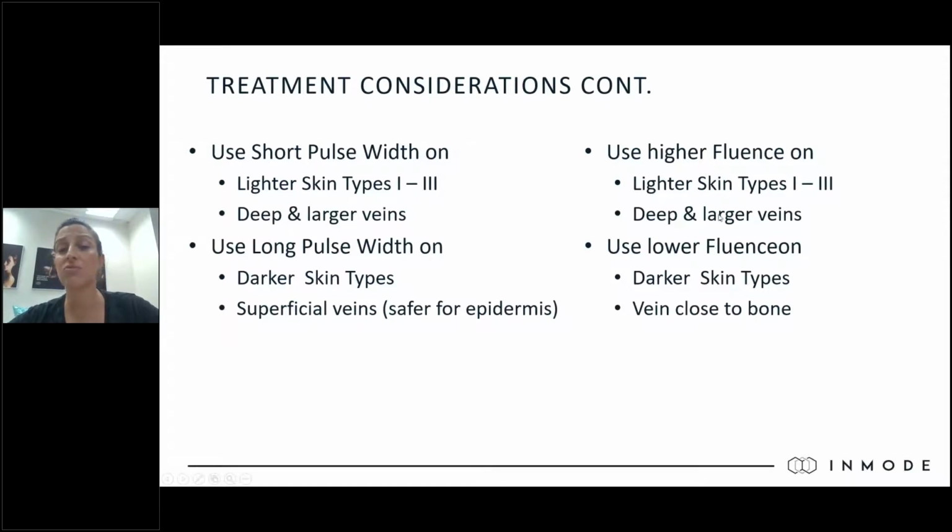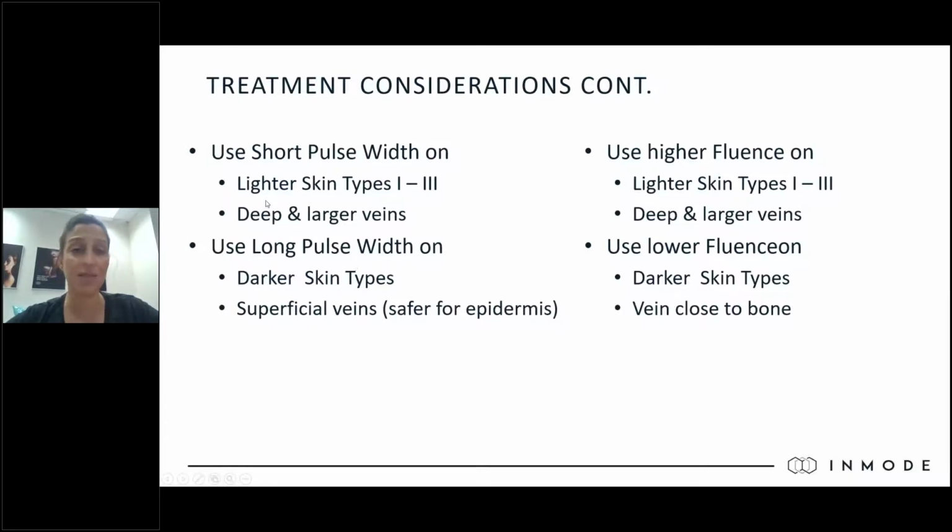So a higher fluence is used for the lower typing of skin types, okay? So skin type 1 to 3, we may be able to use higher fluence. We're not necessarily going to need it, but we may be able to. But we will need a higher fluence for deeper and larger veins in order to target them in an effective way. We should use lower fluence when treating darker skin types, just to make sure that we're not harming the epidermis. And when we're treating a vascular lesion that is close to bone, again, it's quite painful there, and we don't want to cause too much pain.